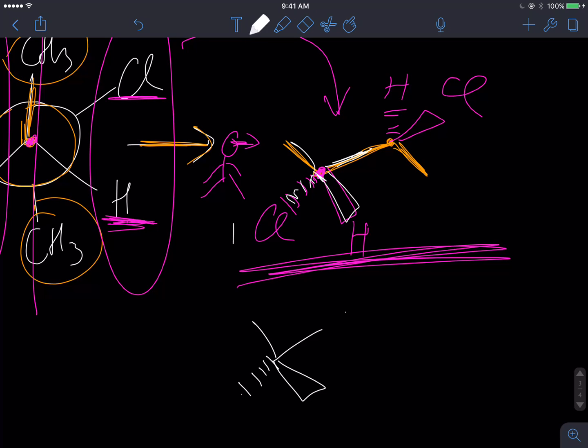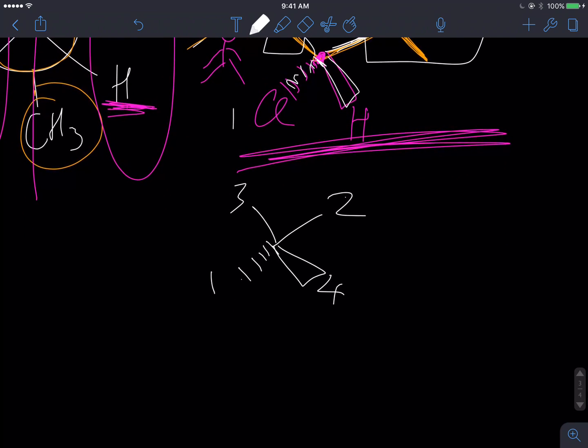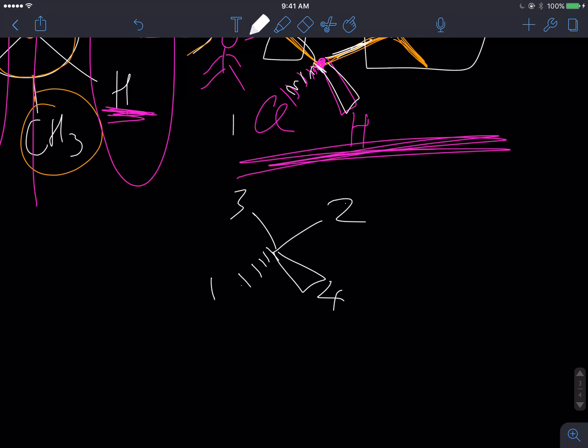Chlorine should be number 1, so number 1 right here. And which one is number 2? This is number 2, right? So it's number 2 right there. And number 3 is the carbon right here. And number 4 is right here. Here you see number 4 is in the wedge.